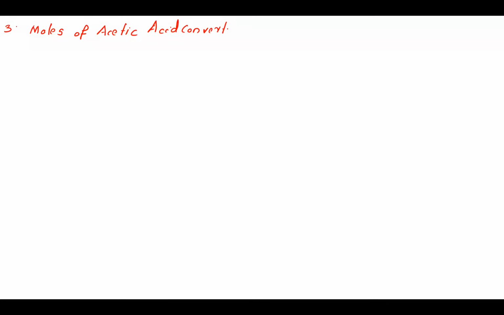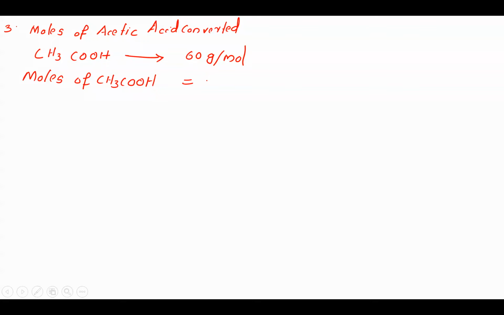Moles of acetic acid converted. So now we have the molecular formula CH3COOH, and the weight is 60 gram per mole. Okay. Now the moles of CH3COOH, moles of acetic acid. Now you have the total converted here.